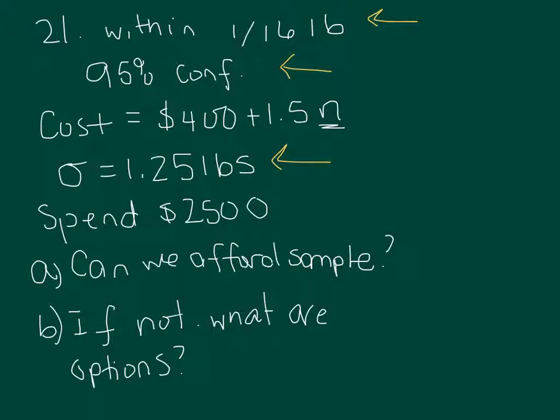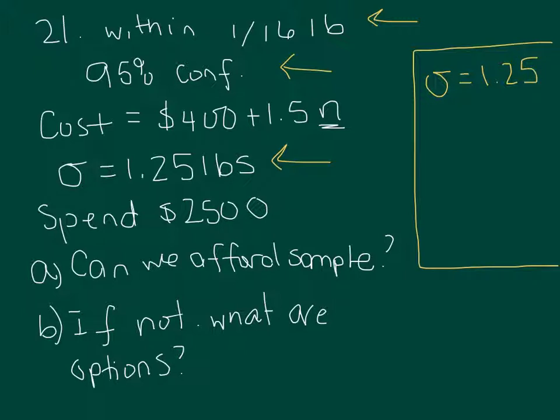So really quickly, before I leave this page, I'll write down the things that we have for our formula. We know sigma is equal to 1.25. We know that E is 1/16, because that's what we want to be within. E stands for the error, so this is the error that we want in order to be within a certain amount.